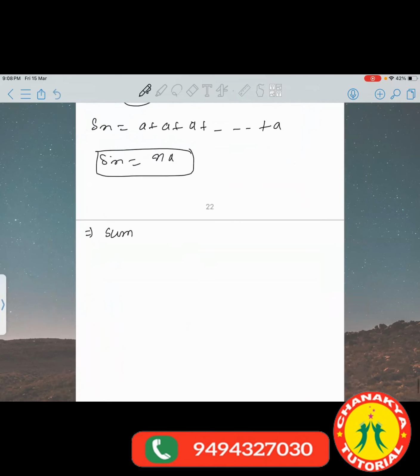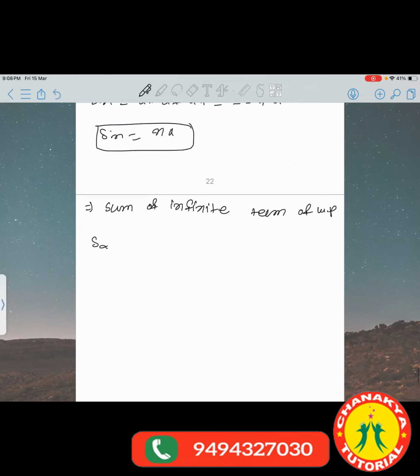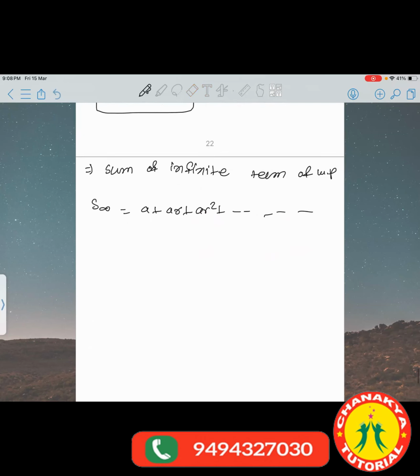Now sum of infinite terms of GP. This is a very important topic, sum of infinite terms of GP. It means S infinity, a plus ar plus ar square plus ar power and so on up to infinity, infinite terms. So now Sn, we know, is equal to a times 1 minus r power n upon 1 minus r.